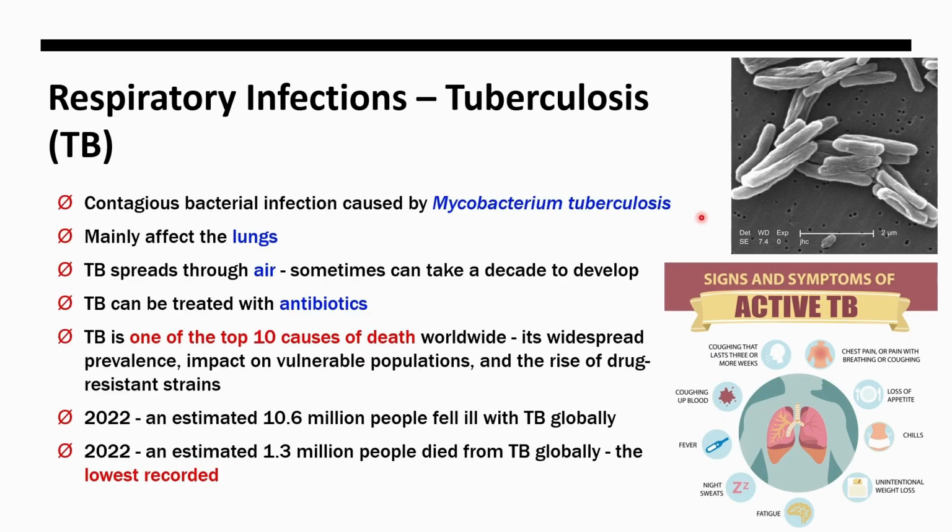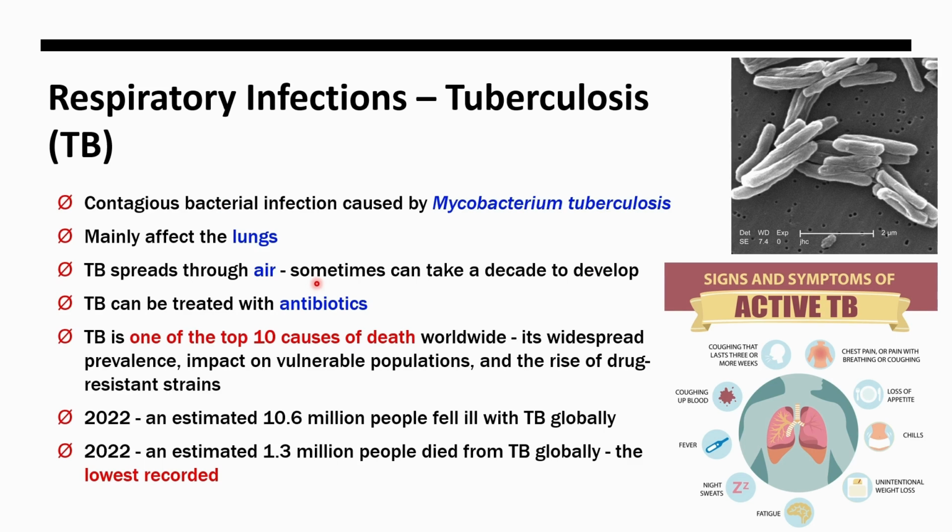The next respiratory infection is tuberculosis. This is caused by a bacteria known as Mycobacterium tuberculosis. It mainly affects the lungs. TB also passes through air, and sometimes it takes a decade, that means 10 years, to develop the disease. But the good thing about this disease is it can be treated with antibiotics because it's caused by bacteria.